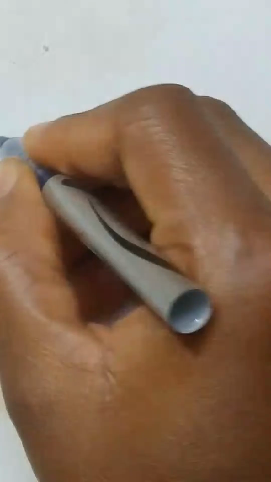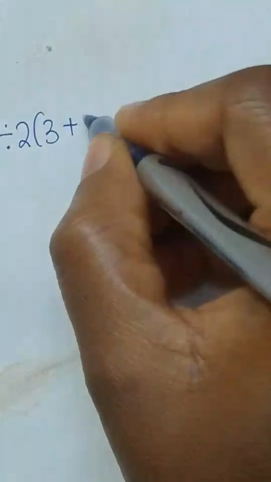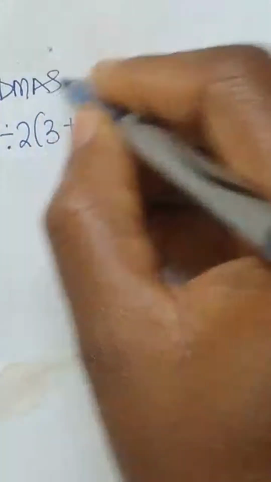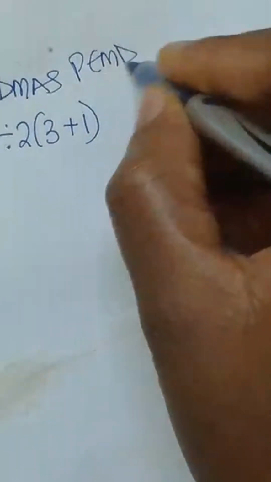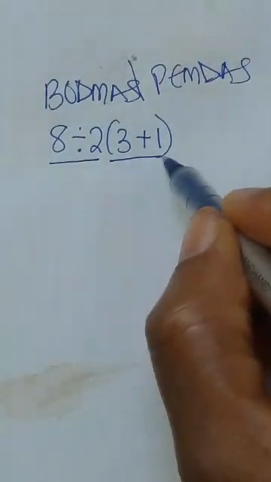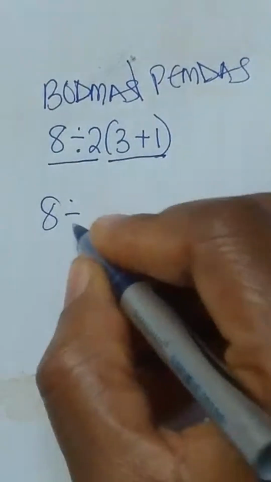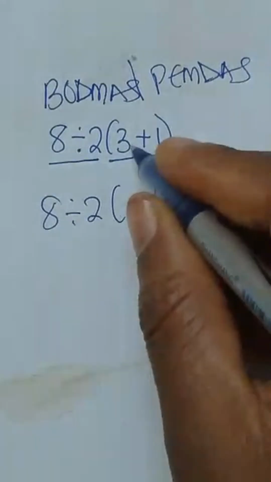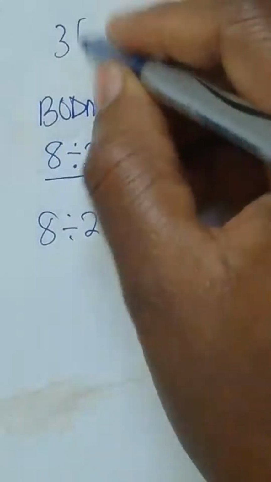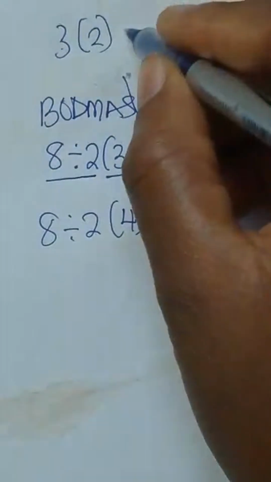You're given 8 divided by 2 bracket 3 plus 1. You have BODMAS or PEMDAS. BODMAS and PEMDAS are just the same thing. The difference is the people using it, okay? You solve the bracket first. So you have 8 divided by 2. In the bracket, you have 4. 3 plus 1 is 4. And we know here, anytime you have 3 or any number bracket 2, it just means 3 times 2, and that is 6.